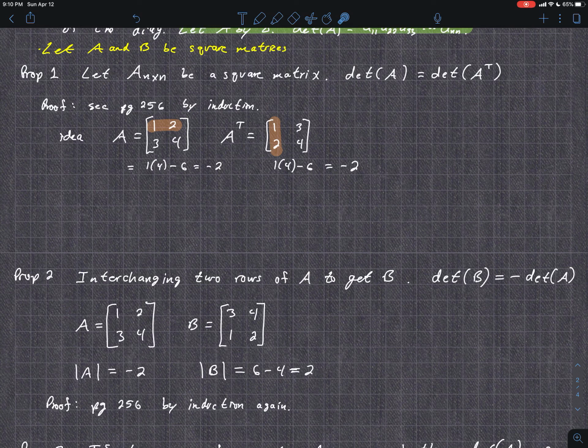So I just did a couple examples, right? So if you have A and its transpose, then you get -2 in both cases. Now, the idea is it's basically the same matrix, and you already know that you can expand on any row or column. So it essentially comes from that idea.